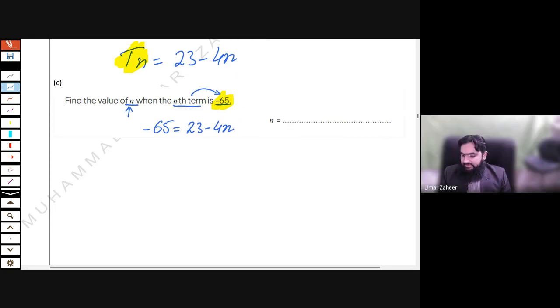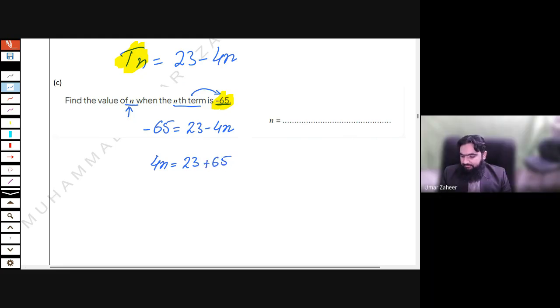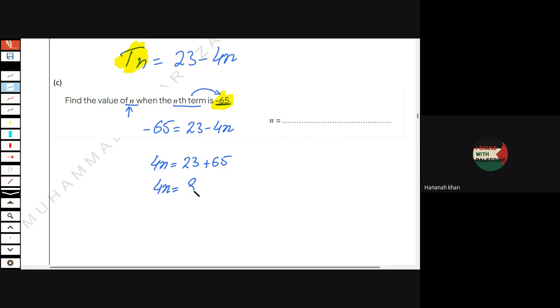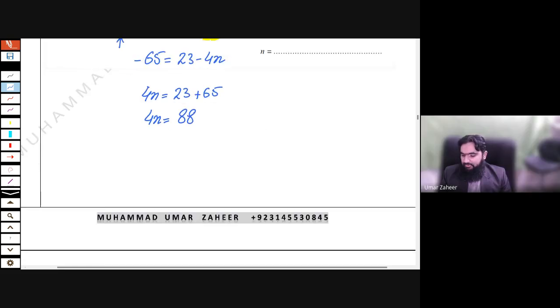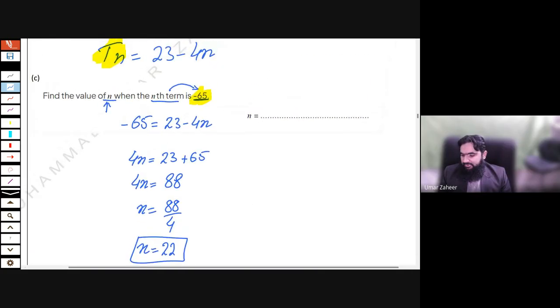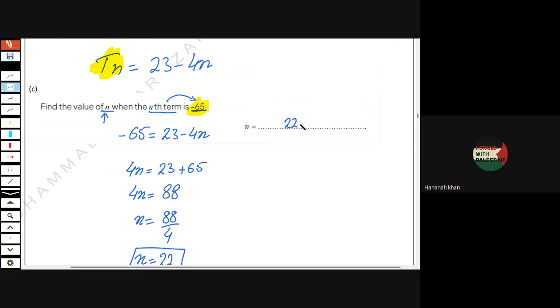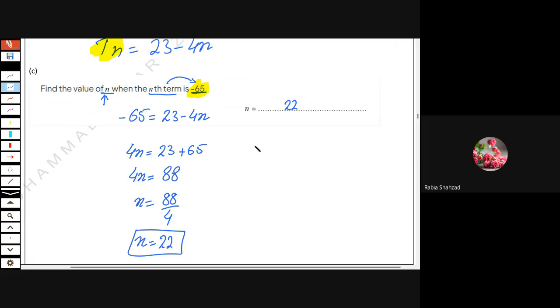Take minus 4n here, it will be plus 4n. Then minus 65 will be plus 65. Yes, 65 plus 23 is 88. 4 is multiplying, so on the other side it will be divided, giving 22. So basically at the 22nd term, T22, the answer will be minus 65. Sir, can we substitute 65 in place of both n in the formula?